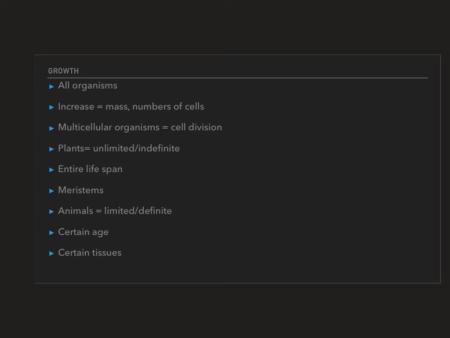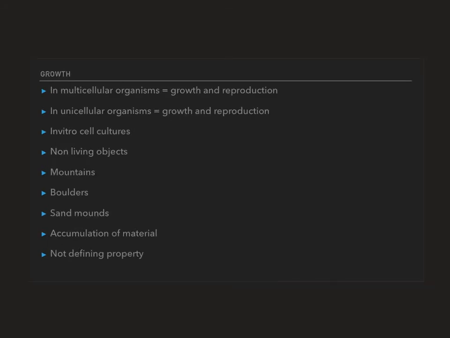What about animals? Animals show growth up to a certain age. That's why we say the growth in animals is limited. We can say it is definite. Even though certain tissues replace their lost cells, their dead cells. Understood? In multicellular organisms, growth and reproduction are entirely different. They are not the same. That's why growth and reproduction are mutually exclusive properties in the case of multicellular organisms.